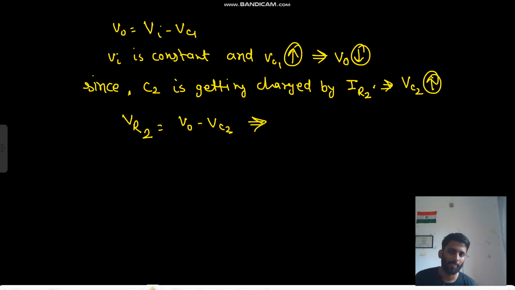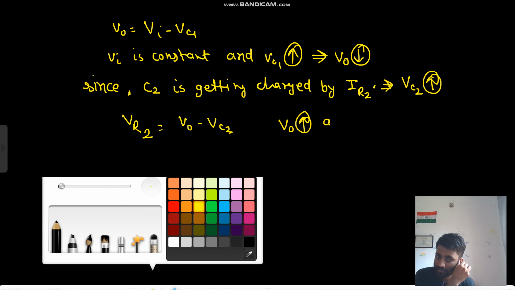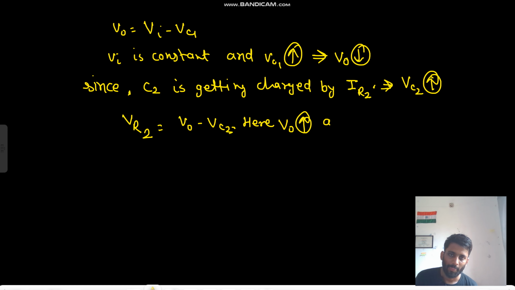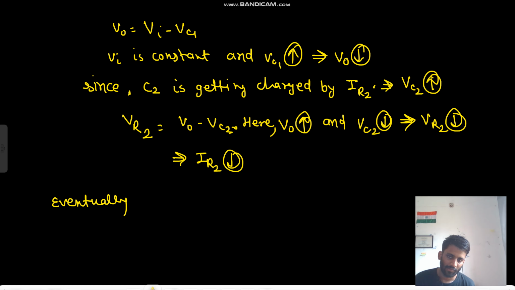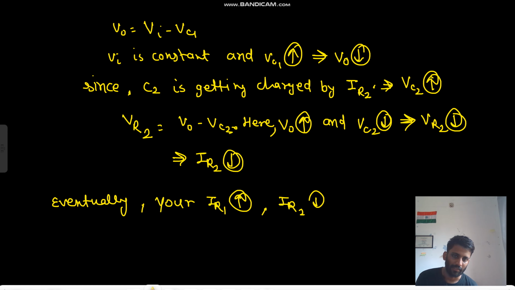That means here, V0 is decreasing. I shouldn't put this one. I should write here V0 is decreasing and Vc2 is increasing. That means VR2 goes down. If VR2 goes down, that shows IR2 goes down. So eventually your IR1 is increasing and IR2 is decreasing.